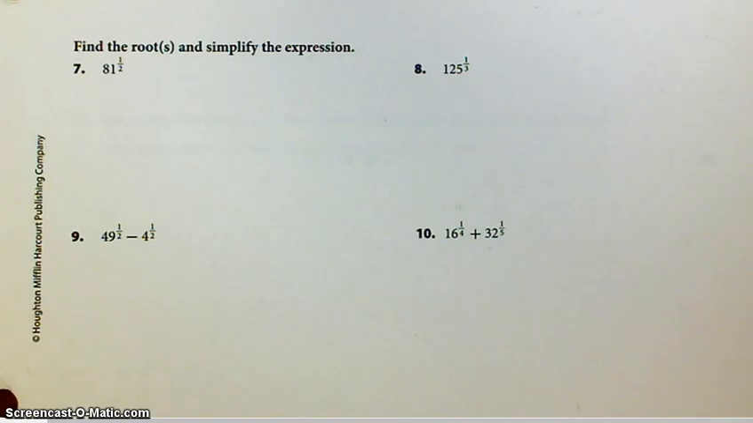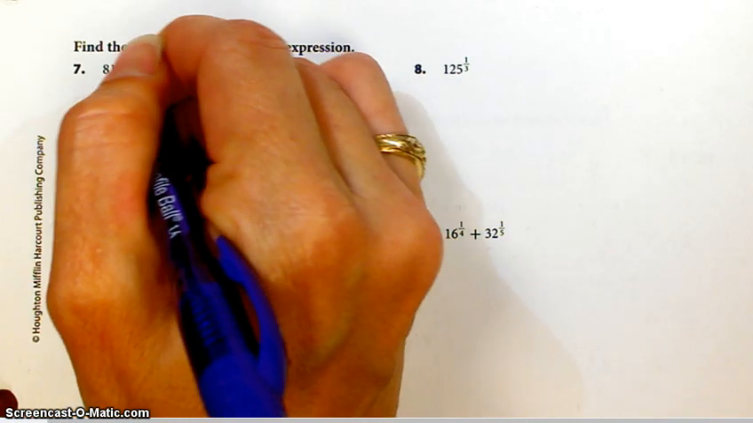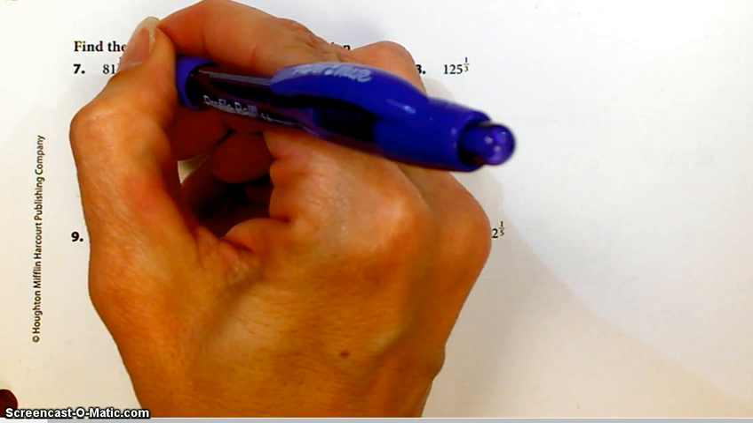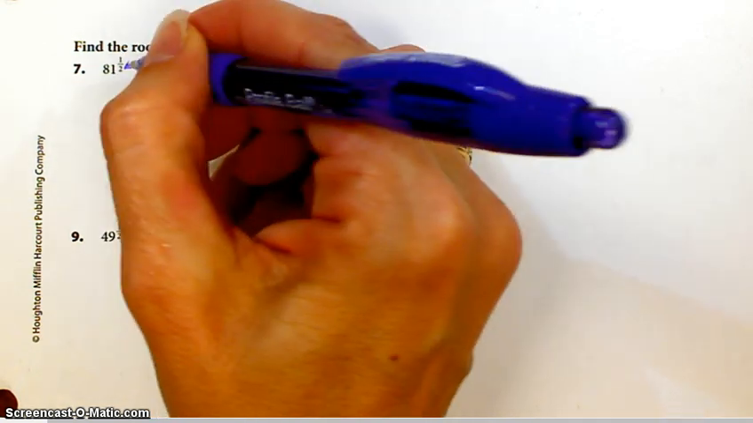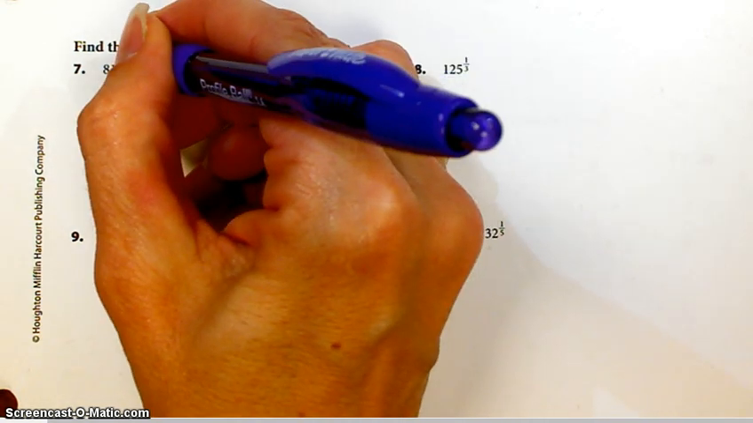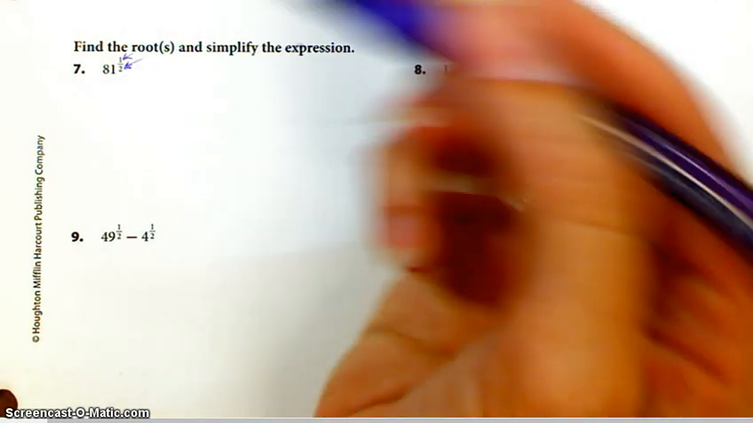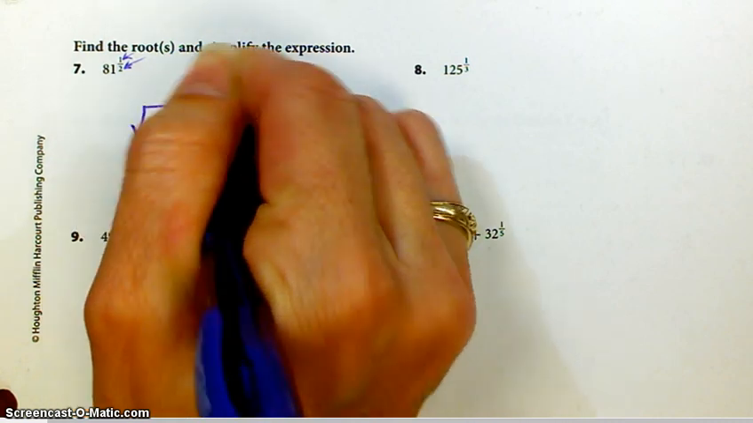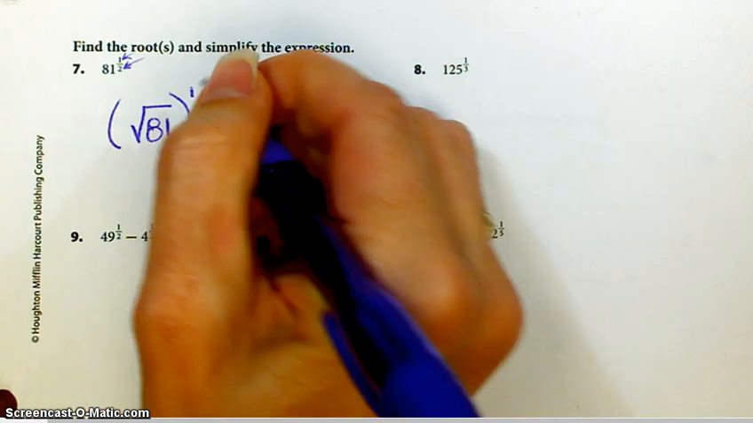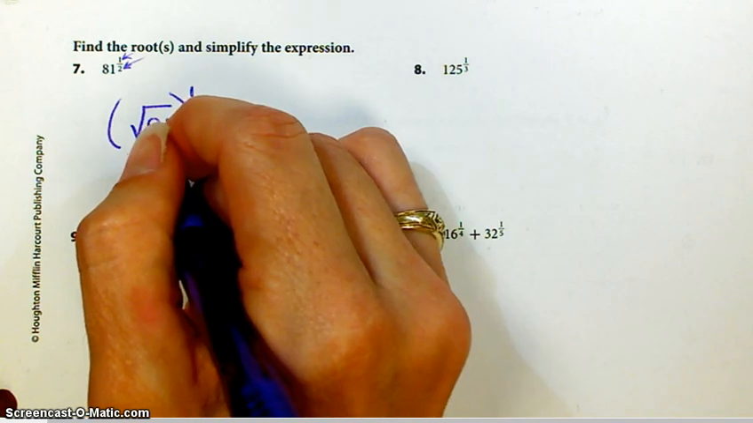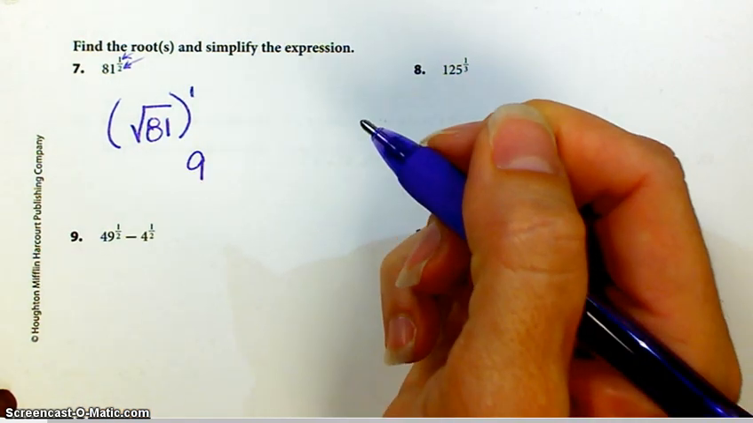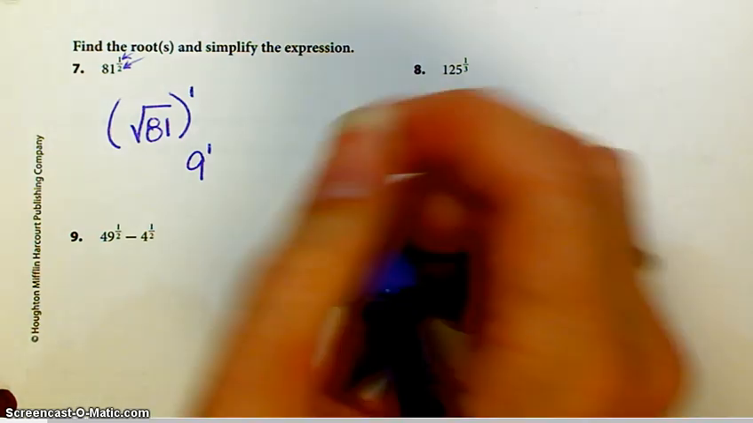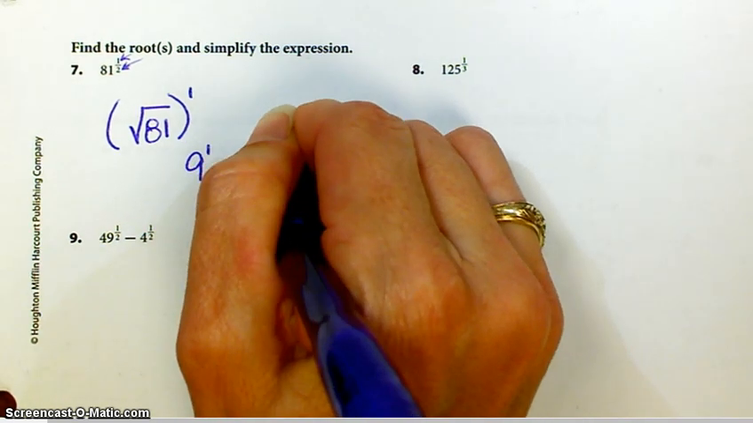All right, then you're going to find roots and simplify the expression. Remember, when you've got a number raised to a fraction, the denominator of the fraction basically tells you what root you're taking. The numerator of the fraction tells you what power you're going to then raise everything to. So this says the square root of 81 to the first power. What is the square root of 81? It's 9. 9 to the first power just means 9 one time. So that's 9.